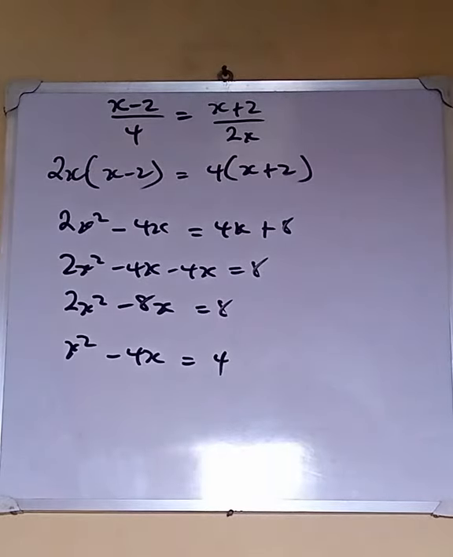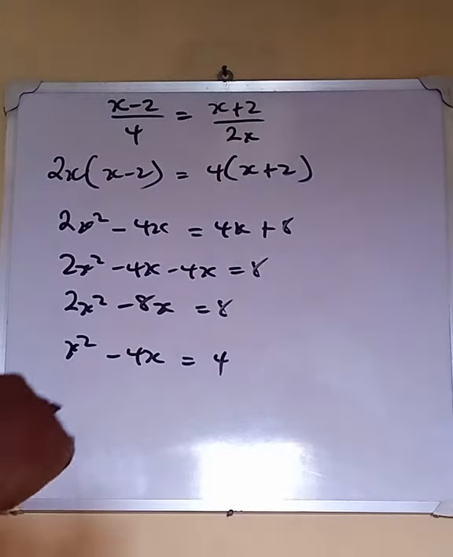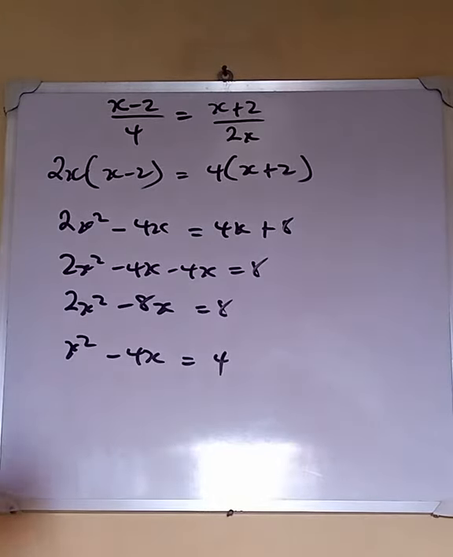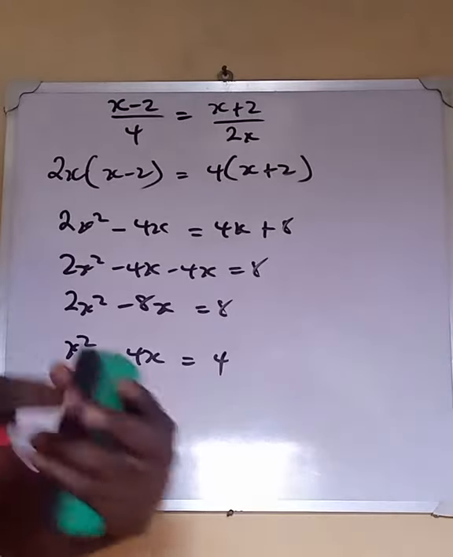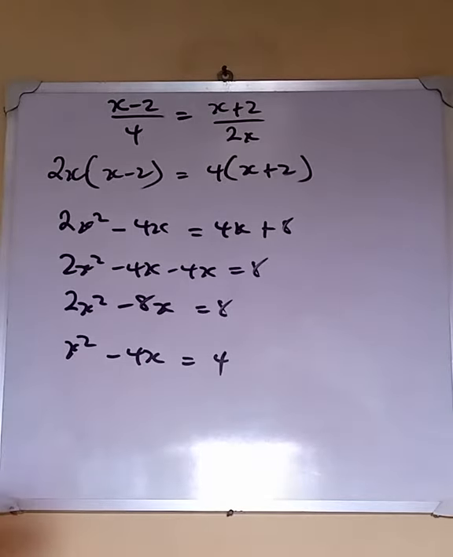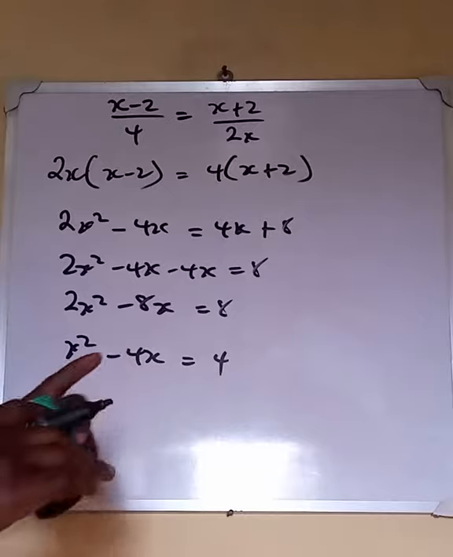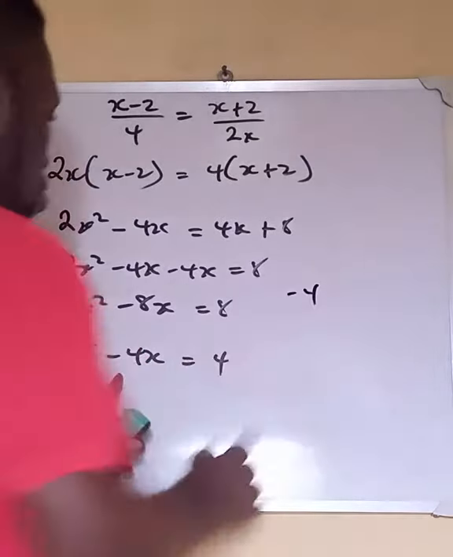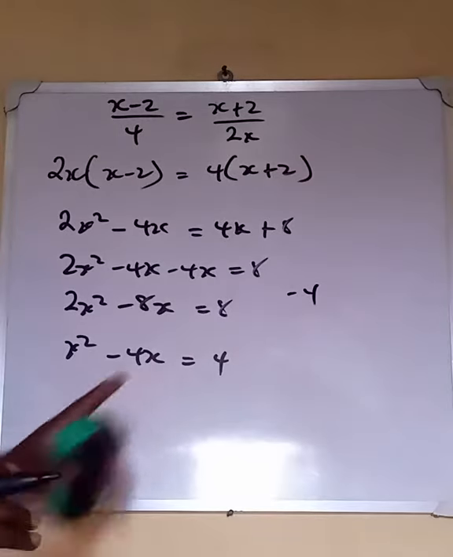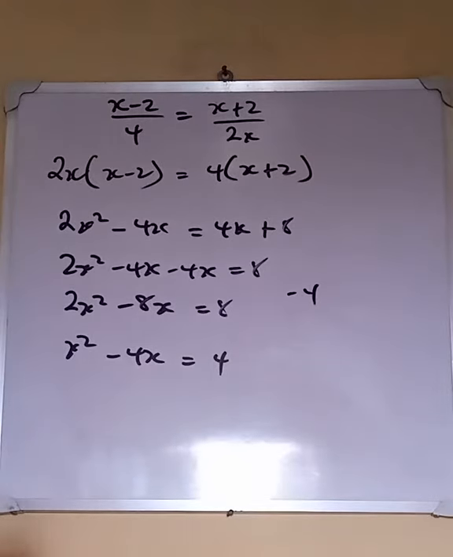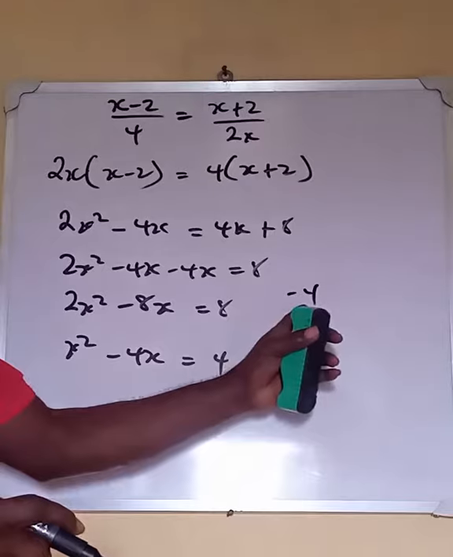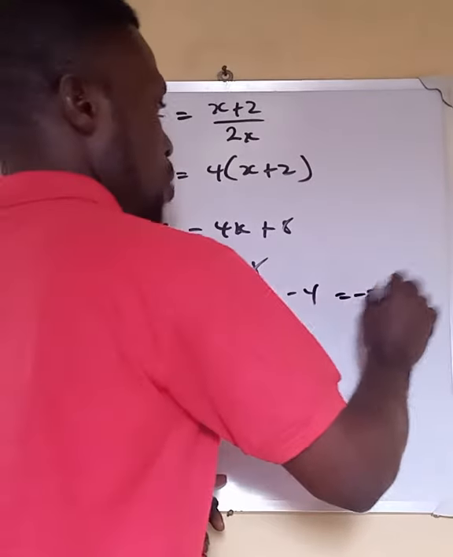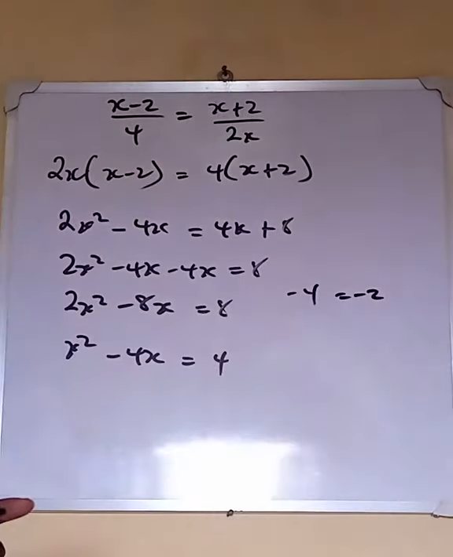Then you want to complete the square now. Before you complete the square, you carry out steps simultaneously. One of them is you identify the coefficient of x. Here it is minus 4. Minus 4 is the coefficient of x. After the identification, you get the half of it. Half of minus 4 will give us minus 2. That is the half of it.